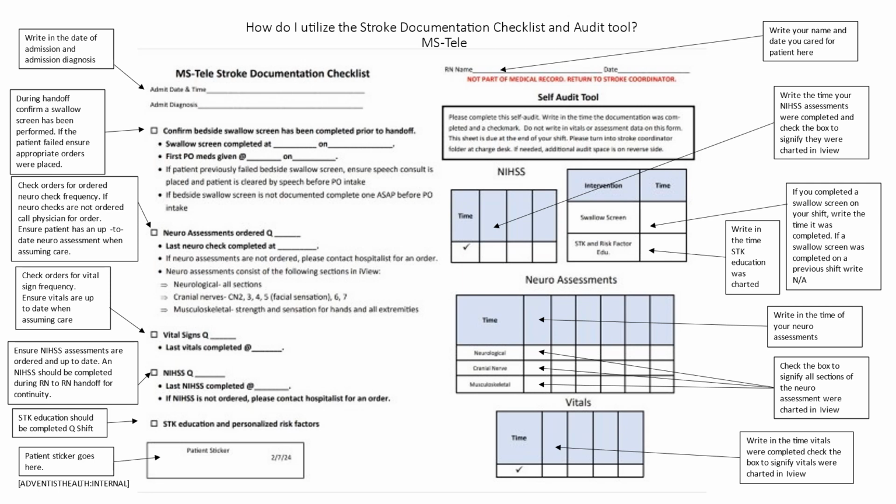The stroke documentation checklist and self-audit tool is required to be completed on all patients who are admitted for suspected or confirmed acute ischemic or hemorrhagic stroke. This tool was developed and implemented after a TJC finding of inadequate documentation of neural assessments and vital signs for stroke patients. Our goal is to ensure we are compliant with 100% of stroke documentation 100% of the time.